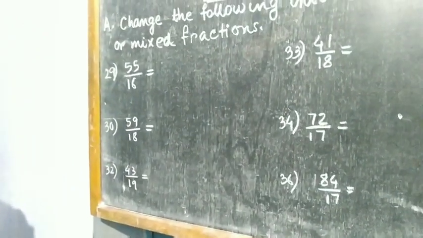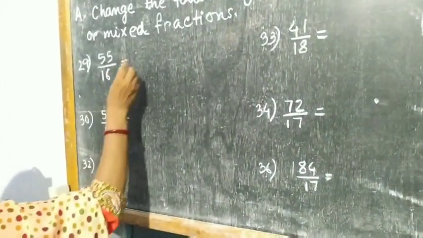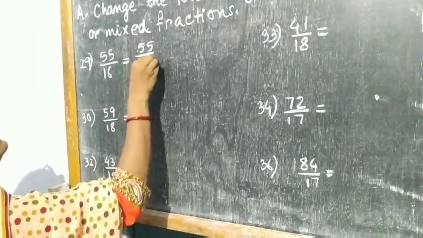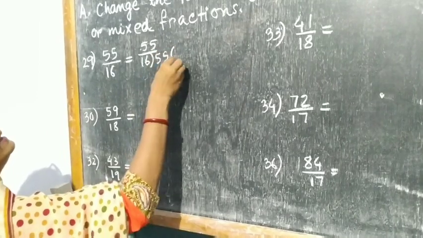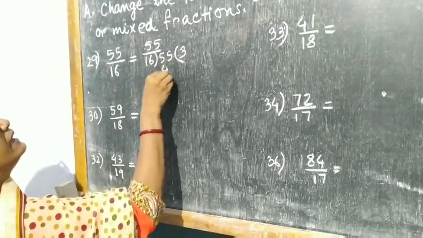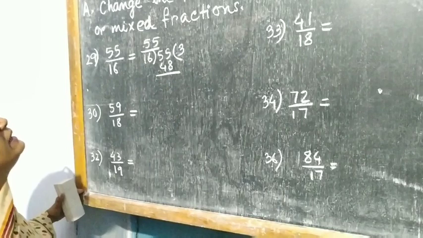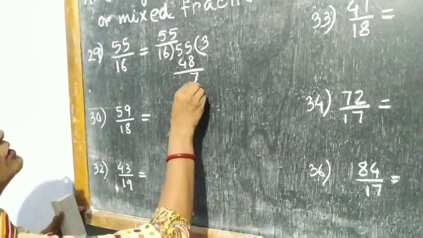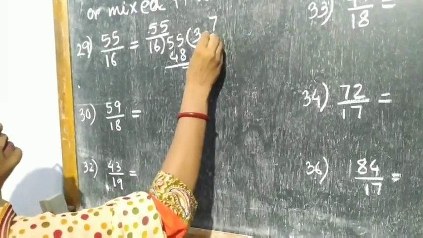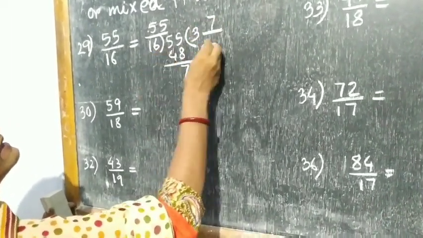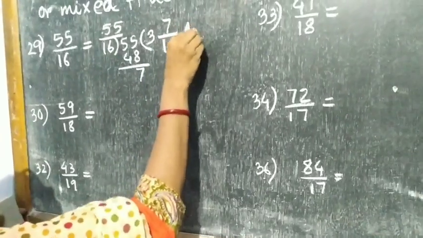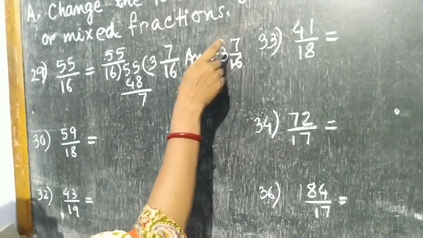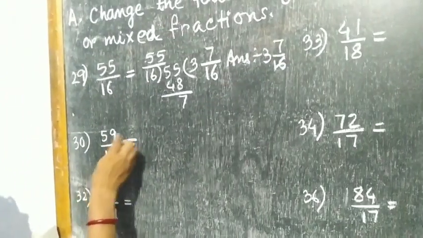Now children, sum number 29, 55 by 16. So divide 55 by 16. So 16 3s are 48. So 55 minus 48, 7. So this 7 will come in the numerator and 16 will come in the denominator. So answer 3 7 by 16. So 3 7 by 16 is a mixed fraction.